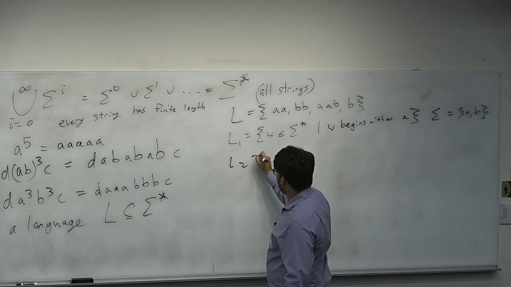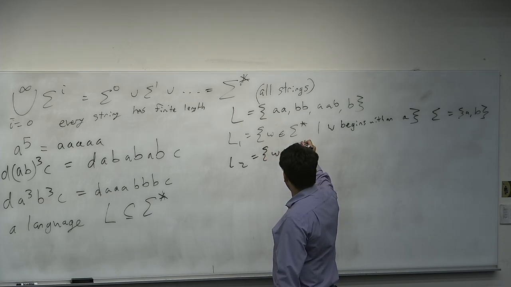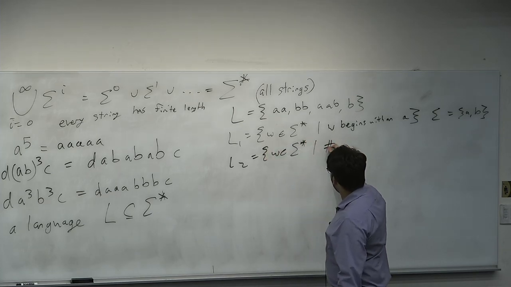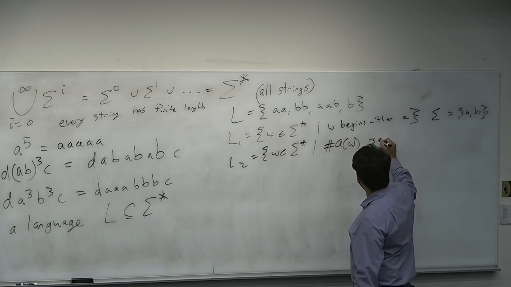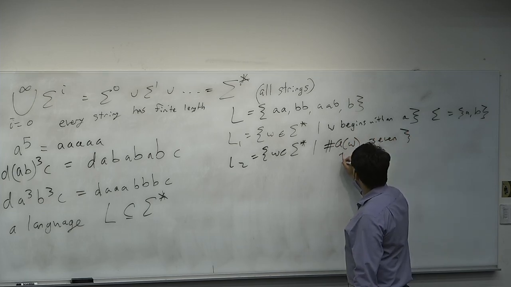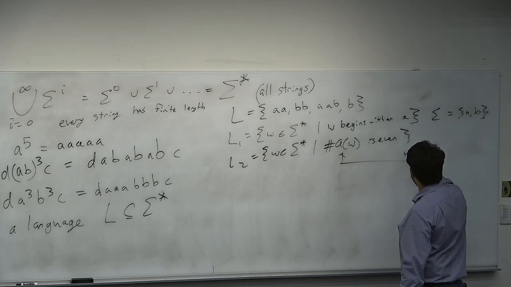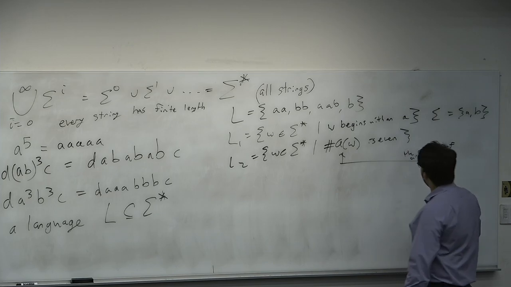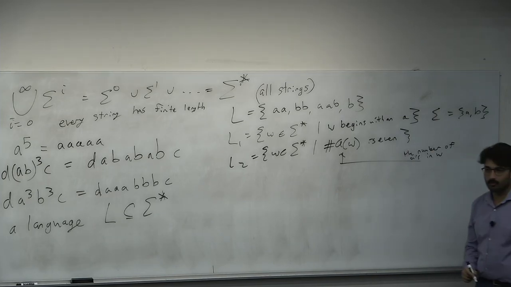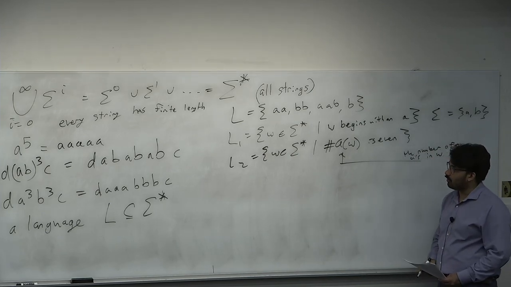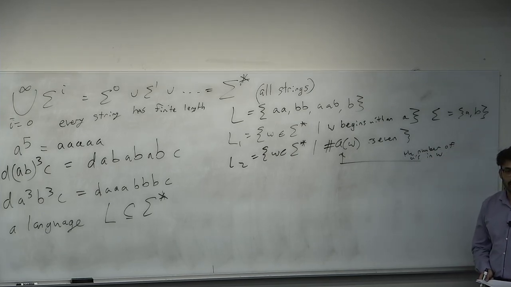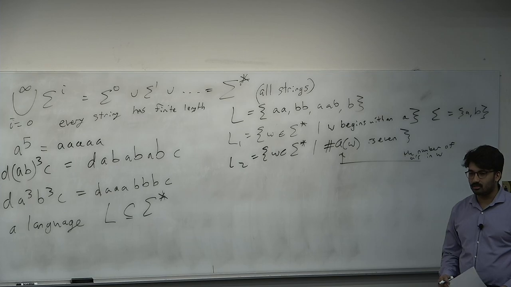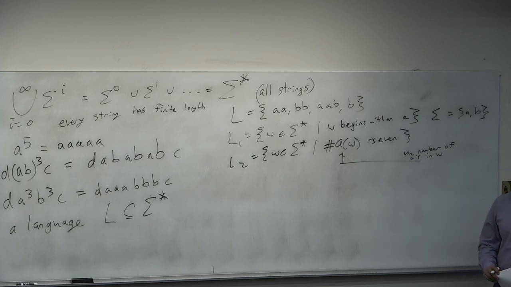Similarly, L2: the number of A's in W is even. And this means the number of A's in W, that's what that's shorthand for, right? The number of A's in W is even. This is also an infinite language, correct? Yes. So we are allowed to have languages of infinite size. Not only are we allowed to have languages of infinite size, your first homework problem will be to prove that we actually don't care about finite languages. Anything useful is an infinite language, it turns out.